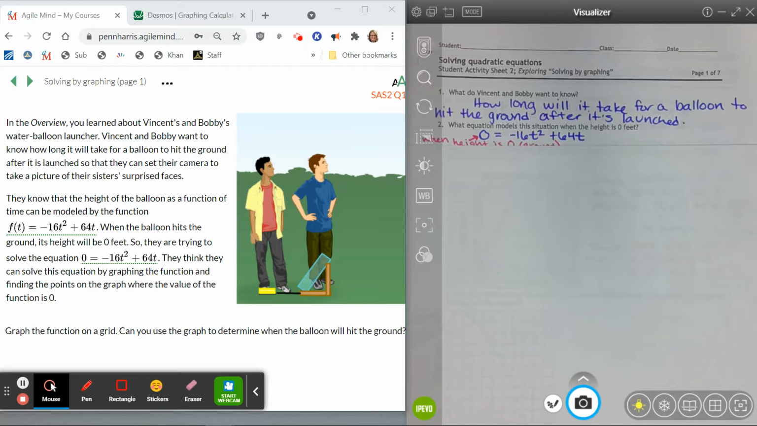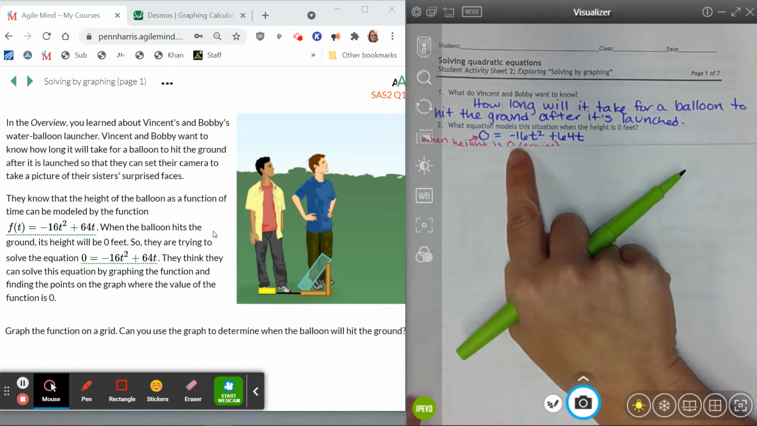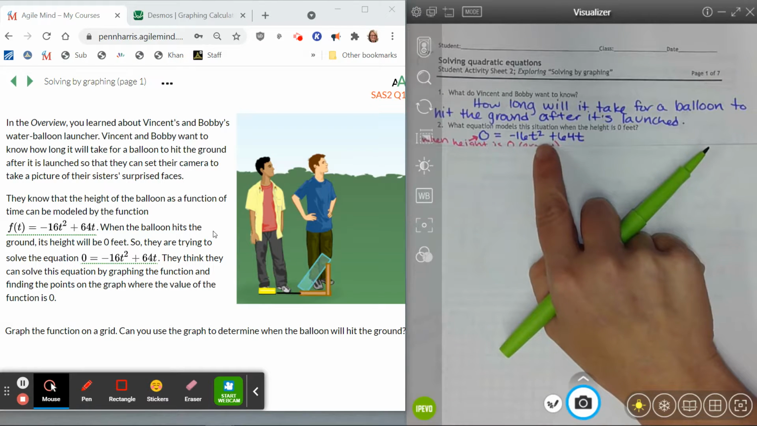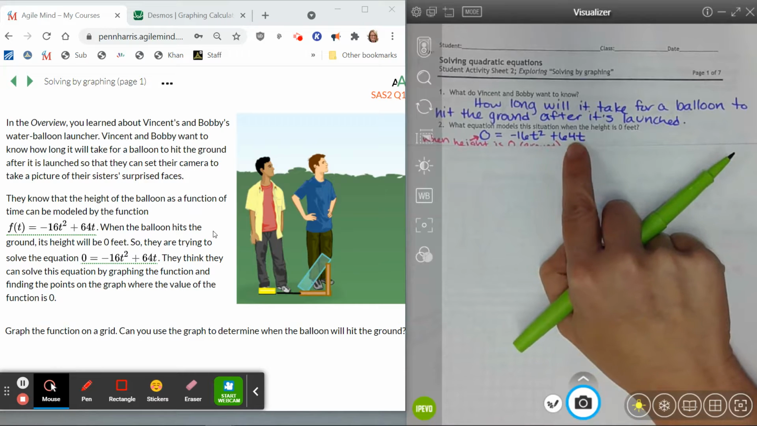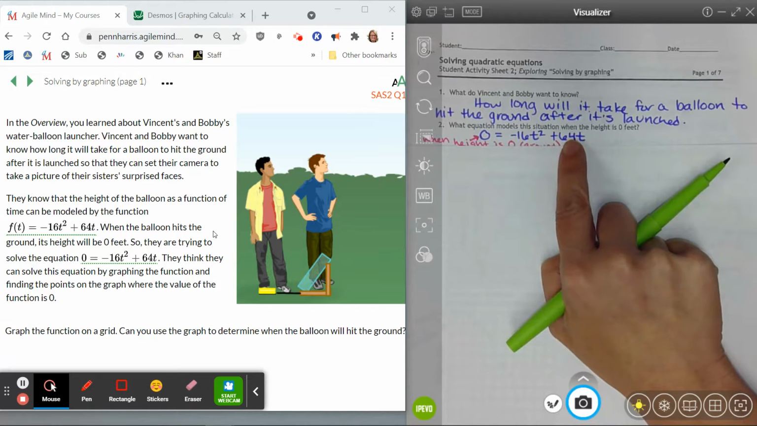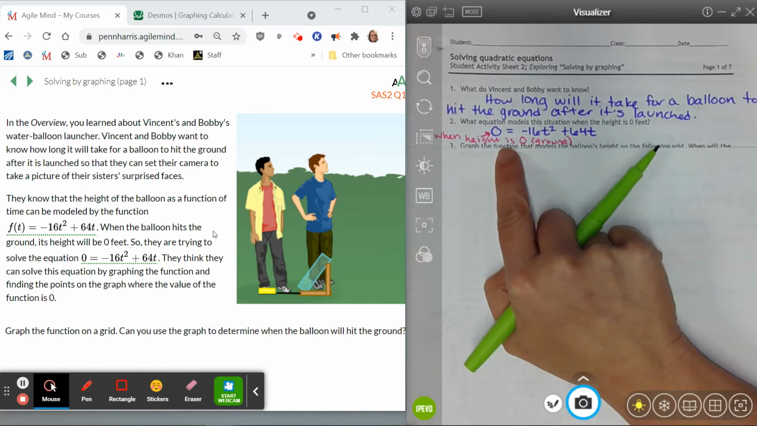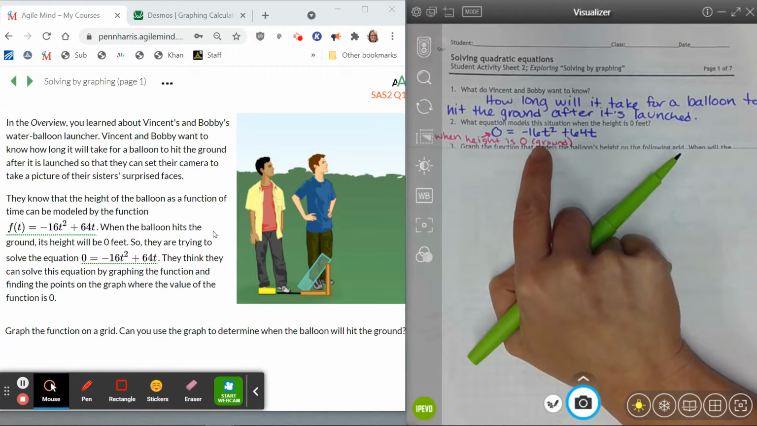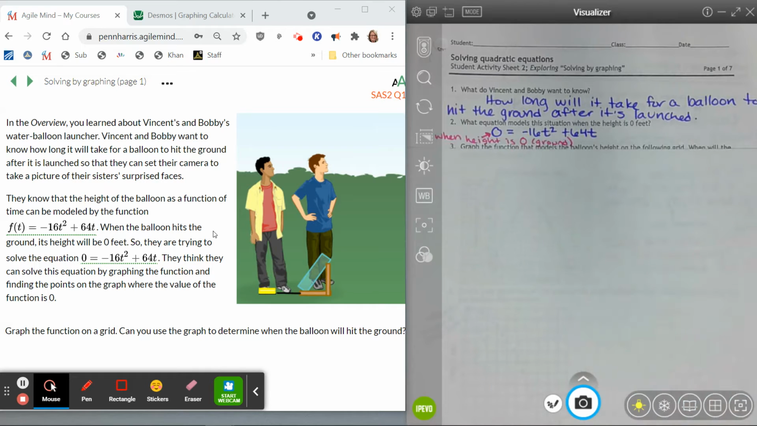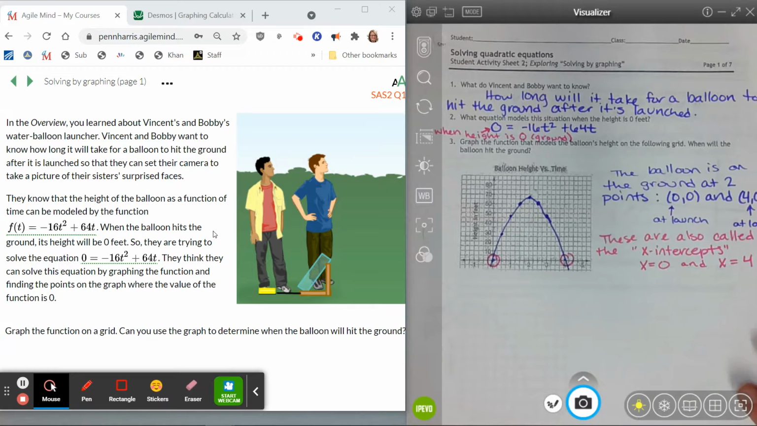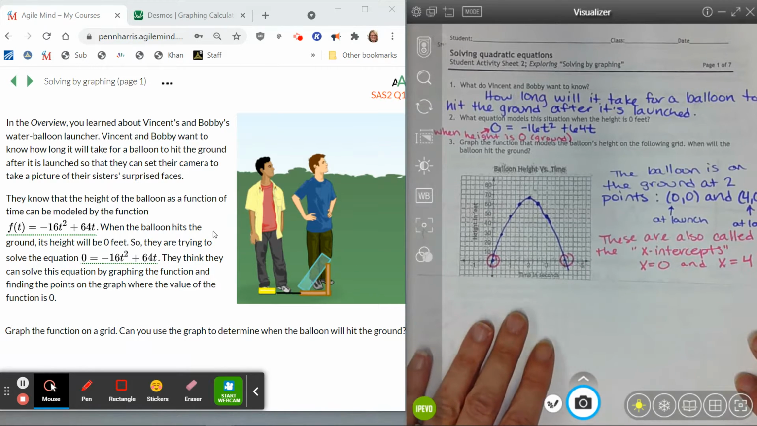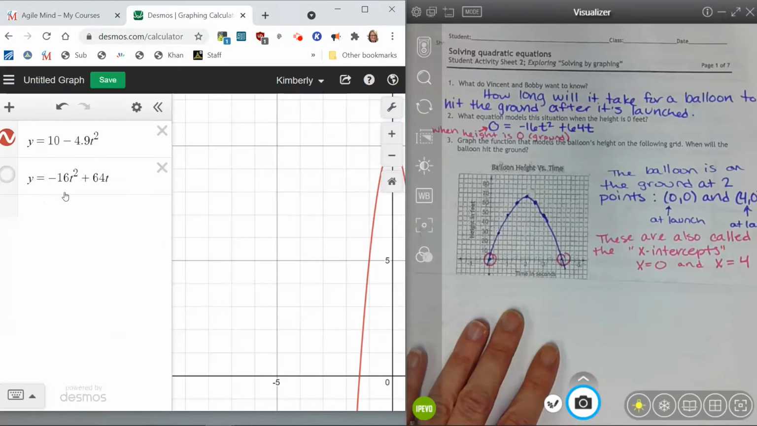Okay, so with that, they gave us the equation right here. The function that models this situation is 0 equals negative 16t squared plus 64t, where that t stands for time. And the 0 is when the height is 0, meaning when the balloon is on the ground. So we're going to go ahead and graph the following function, and you can use either the points that we put on the previous page, or you could also head to Desmos.